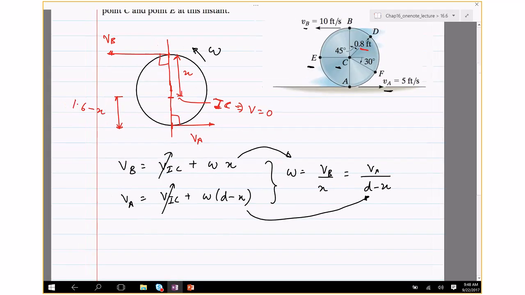IC is the point which has 0 velocity, period. IC is always 0 velocity. It's just that I do not know the location. By the way, IC is not at C. Okay, it is not at C. Could you say that it would be at C if VA and VB have the same velocity? Yes, that's right, in the opposite direction, yes.